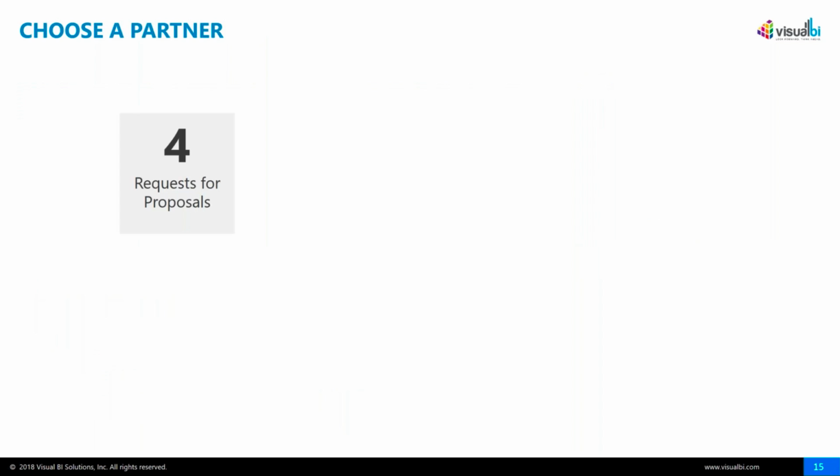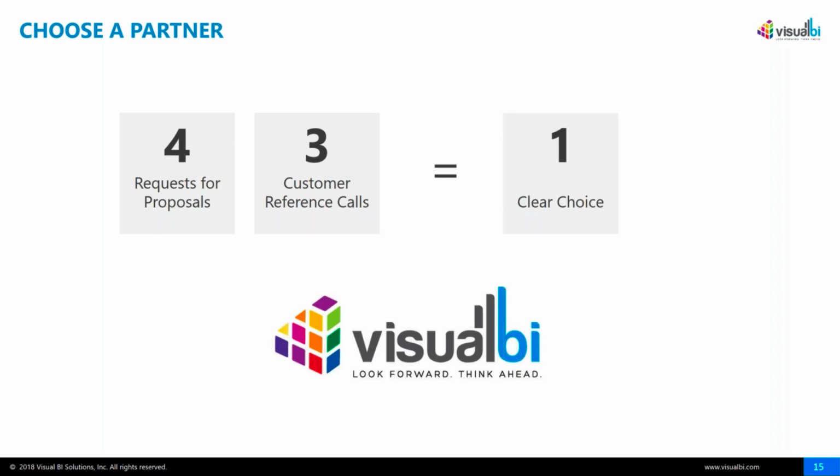So once we had all of that, we sent out 4 requests for proposals to different vendors. We had 3 customer reference calls once we decided on a specific vendor, to ensure that we were choosing the right vendor. And honestly, in the end, there was one clear choice, and it was Visual BI. And I'll tell you what our decision making was to get to Visual BI.